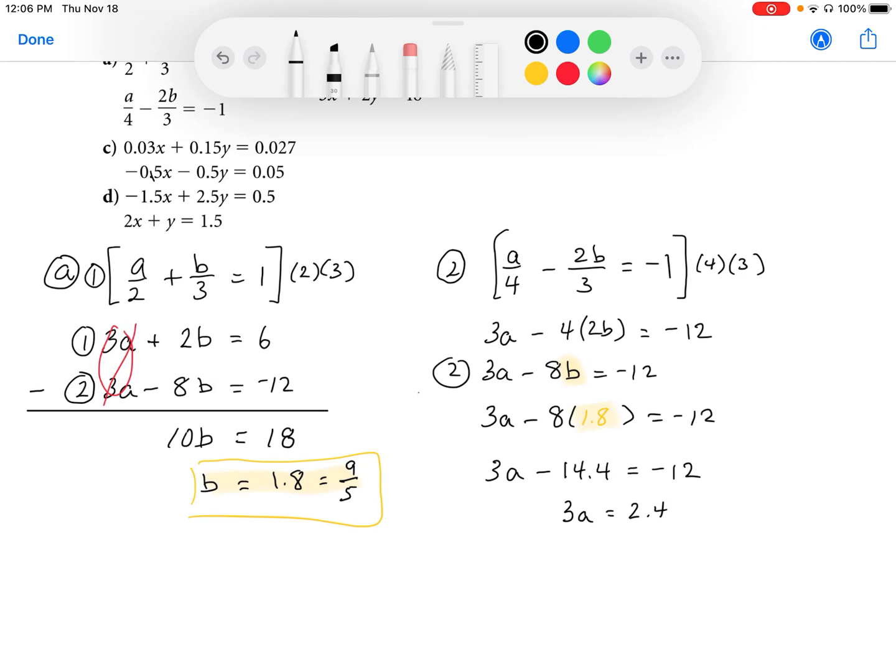Now I can solve for A by dividing. 2.4 divided by 3 gives me 0.8. As a fraction, that's equal to 4/5. So there's my solution. If I were to graph this, my intersection would be at A equals 0.8, B equals 1.8, or 4/5 and 9/5.